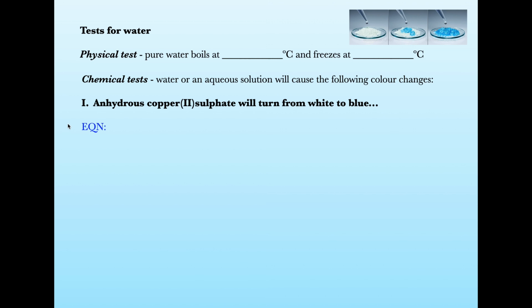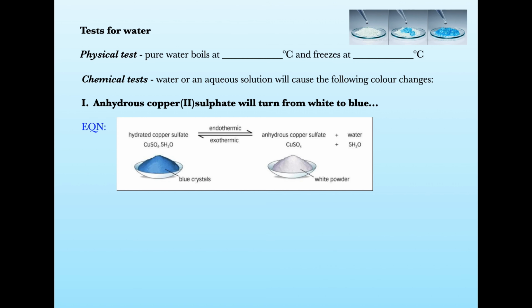So with anhydrous copper 2 sulfate, anhydrous means it's had its water removed. It's white. Here it is here. We've taken the water out of the copper 2 sulfate. If we add water back to it, it goes blue. Okay. This hydrated copper sulfate is blue. This is anhydrous. This .5H2O is the water of crystallization.